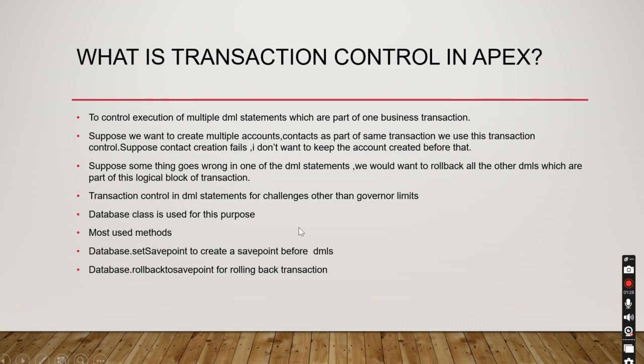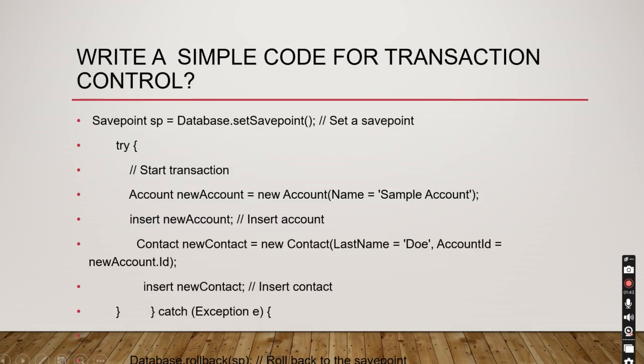So you use the Database class for this purpose. What are the most used methods? You'll use setSavepoint and rollback to savepoint. setSavepoint will create a savepoint before you start doing a DML, and rollback will, in case of any error, roll back the transactions. Let's take a look.